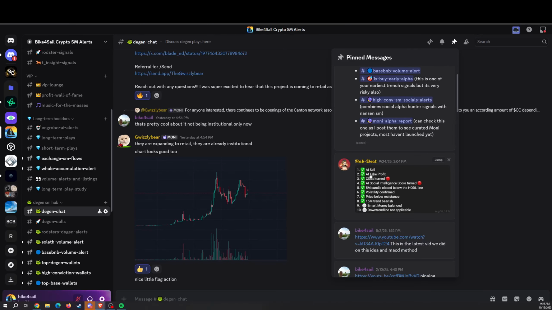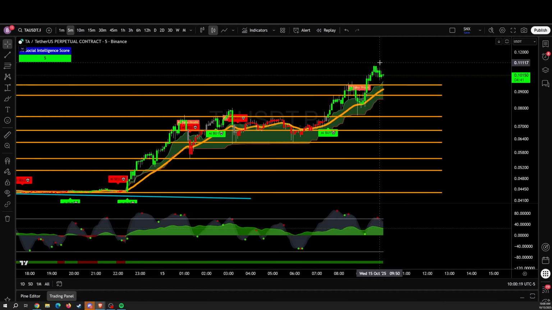Oh, actually, Rab helped us out there. I just pinned it. But you need to see sell, take profit, cloud red, AI social sell score red. You need 5 of 10 of these, and a 5-minute candle close below the hodl line. The volatility is always confirmed, 100% in the last 24 hours; you need to see at least that. So if you're doing it right, you usually have at least one thing confirmed already. Price below resistance, 15-minute trend bearish. We don't have those things yet. I'm just going to go through them briefly here.